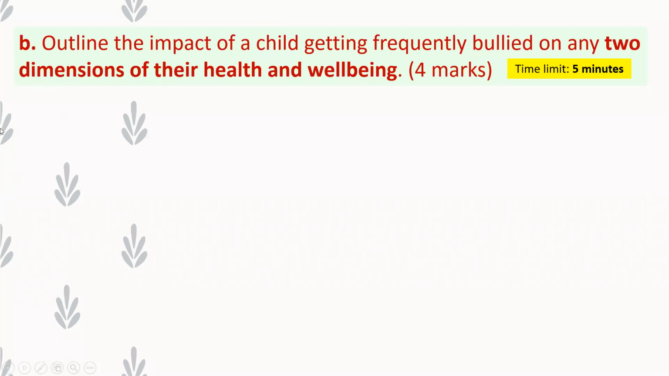So it's still a part of the data analysis question, but obviously this is more about the explanation now. So you're not going to actually analyze data for this question. You're simply going to link to 2 dimensions of health and well-being. And the question is, outline the impact of a child getting frequently bullied on any 2 dimensions of their health and well-being. So we're giving you an option here. You can choose any 2 dimensions of health and well-being and explain how getting frequently bullied as a child would impact those 2 dimensions of health and well-being.